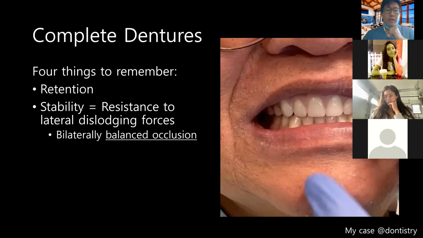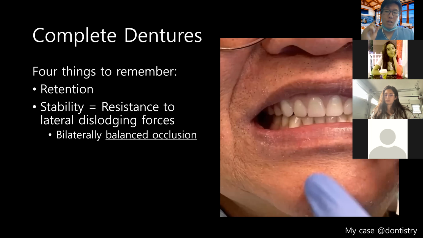One of the most important things is called a bilaterally balanced occlusion. Let me explain this. Bilateral means both sides, right? And balanced means both sides contact at the same time, okay? It's not that one side contacts and the other side isn't, but at all times, both sides are contacting at the same time. That's what I mean by bilaterally balanced occlusion.